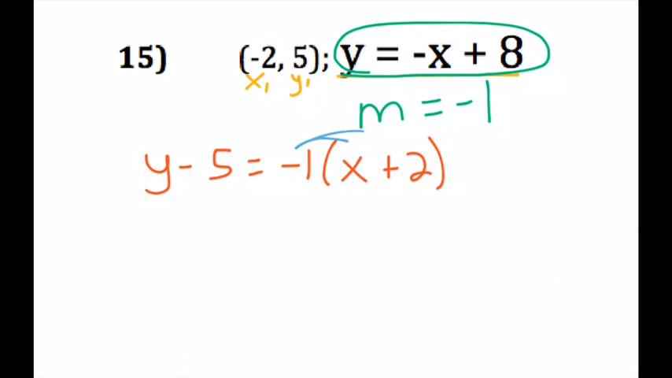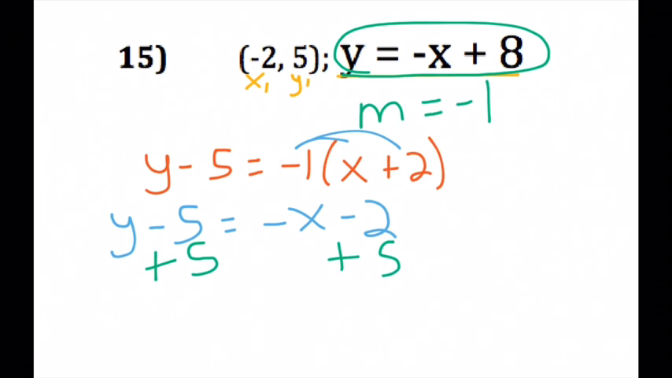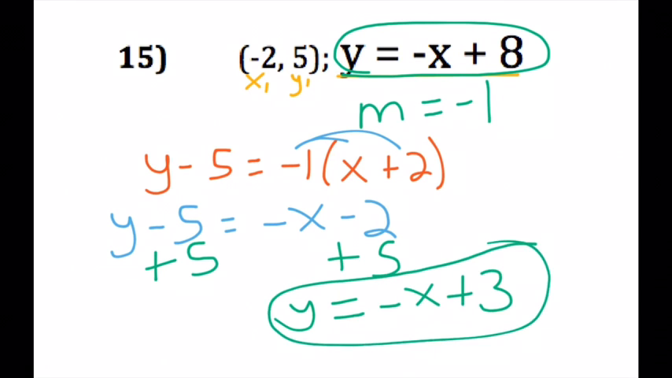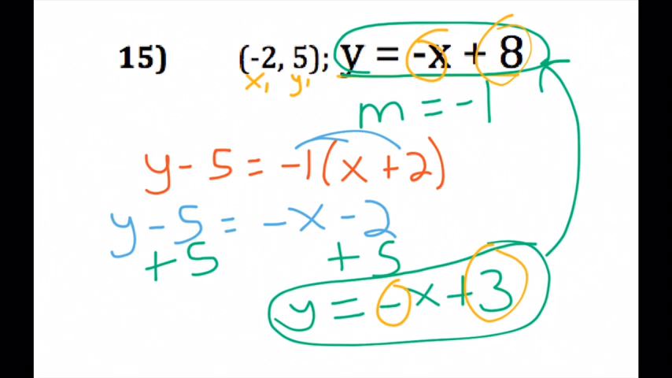Now I distribute my negative 1 through. So y minus 5 equals negative x minus 2. Add 5 to both sides. And my answer is y equals negative x plus 3. So what I have now is an equation that's parallel to this equation because they have the same slope but different y-intercepts, and this line goes through this point.